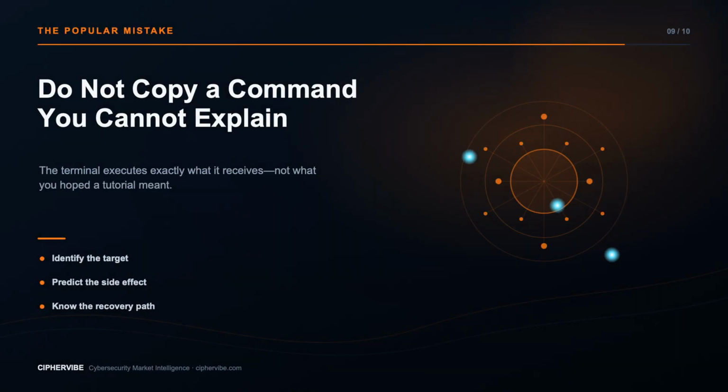The fastest way to create a Linux problem is to paste a command because it appears in a comment, forum answer, or video. Before you run a command, explain the target, the privilege level, where the input comes from, what output it changes, and how you would recover if the result is wrong. Our simulated terminal shows an opaque command stopped by a review gate.